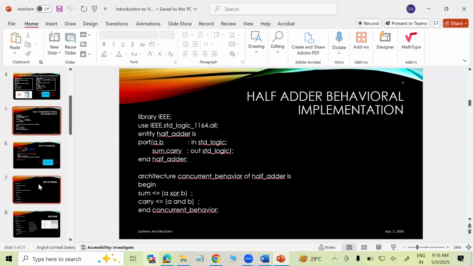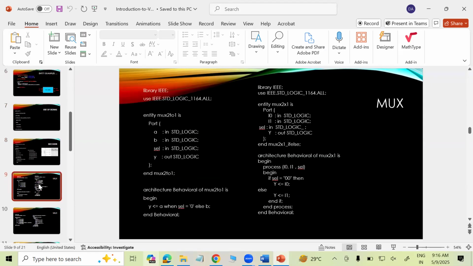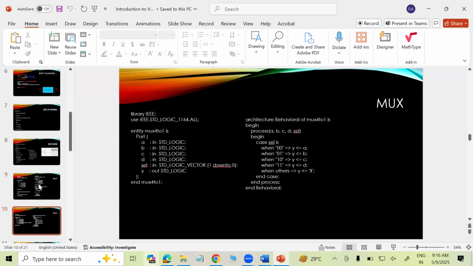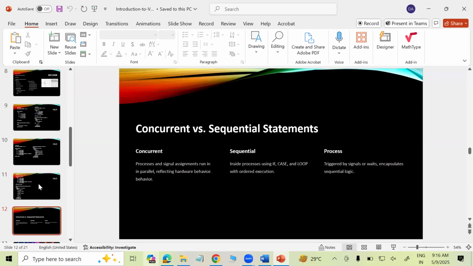These we have covered. Last day we have discussed how to use signals and how to use the structural style. We have discussed mux of different types like 4 cross 1, 2 cross 1, 8 cross 1. And then we have discussed concurrent versus sequential statements, and we have also used how to use the process statement, and how the signals written within the parentheses of the process are used.